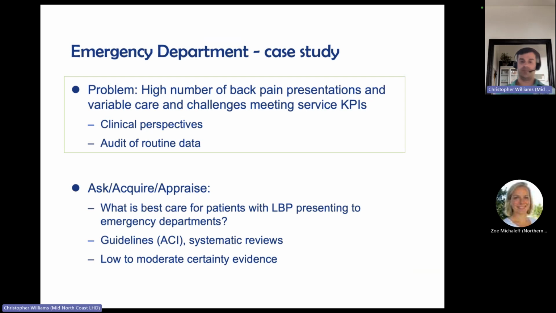So then we moved into a process of defining a question, or what best practice looks like. So we're asking, acquiring evidence, and appraising that evidence here. And so the clinical question, so to speak, was around, well, what is the best practice for patients presenting to ED with low back pain? As it turns out, there are systematic reviews and clinical practice guidelines which inform what best care looks like. These include a number of randomised controlled trials and meta-analyses, and conclude that there's low to moderate certainty evidence of what to do in this practice situation.